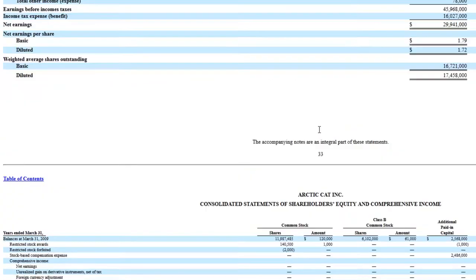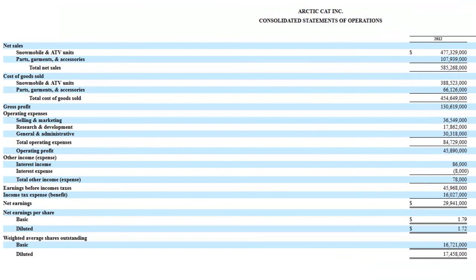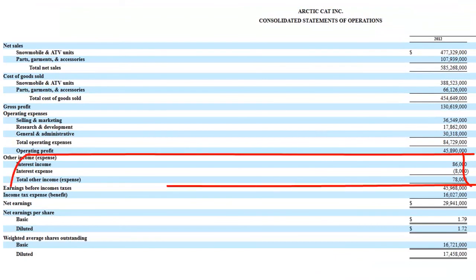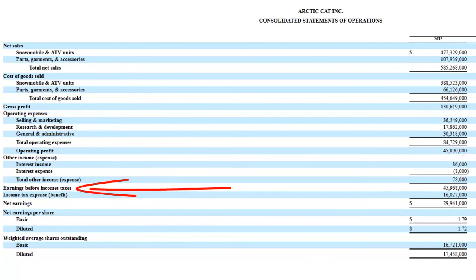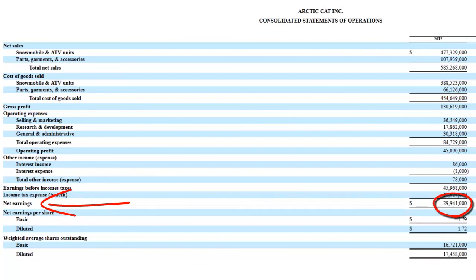Okay, let's go back to the income statement. And after the other income and expenses are subtracted from operating profit, the income statement lists income before taxes, which is exactly what the name suggests, one step before income taxes. Then after income taxes are subtracted, the income statement shows net income or net earnings, which is the ultimate bottom line. This is the amount that the company earned after all of the expenses have been taken into account.